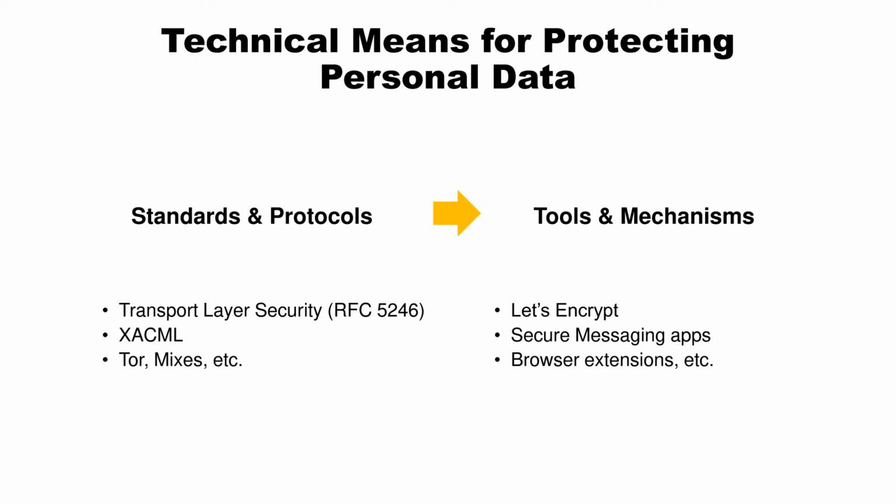On tools and mechanisms, some of them implement parts of the standards, some of them implement protocols, some of them provide support for those. For instance, Let's Encrypt, one topic of this module, is one way for you to set up certificates in a very easy manner. Secure messaging apps are also technical means for protecting your personal data, in this case by encrypting messages that are exchanged on mobile phones. And also, for instance, browser extensions that run on a browser and can better protect your personal data, for instance by running script blockers, or that give you more control over the data that you're transferring or receiving from a website.